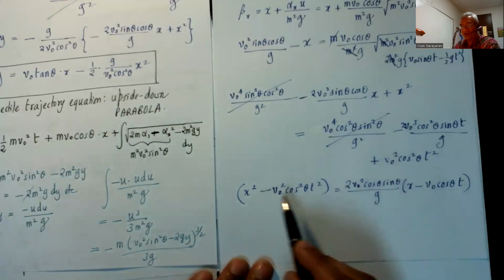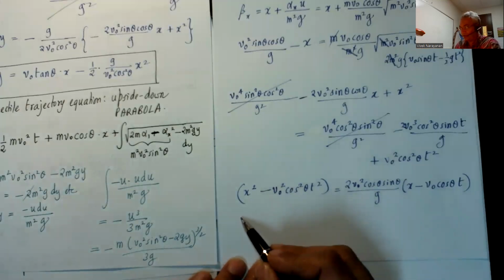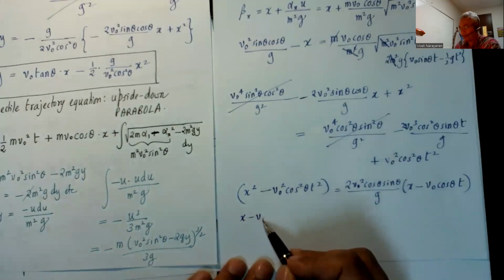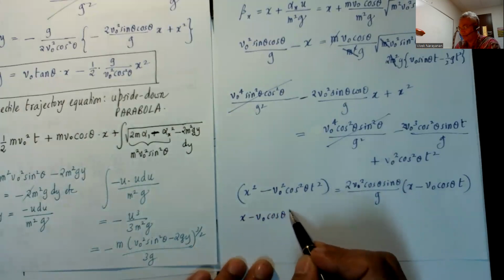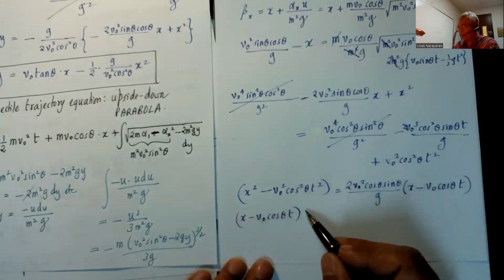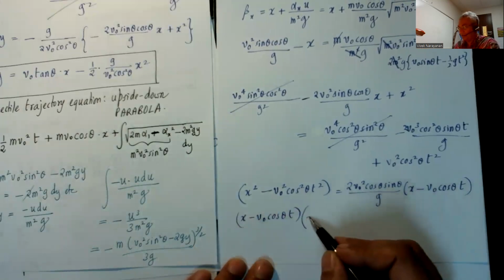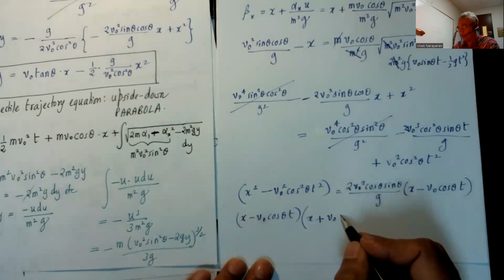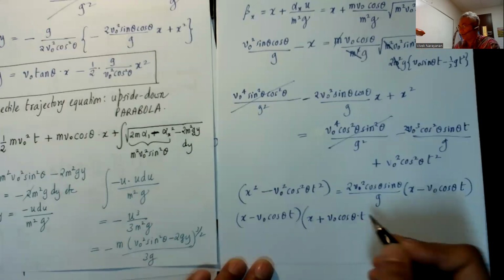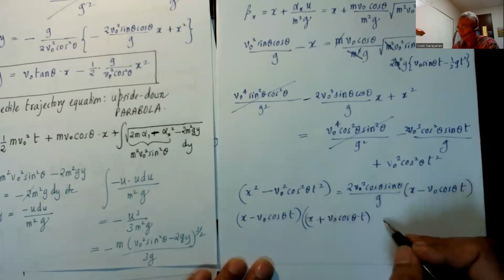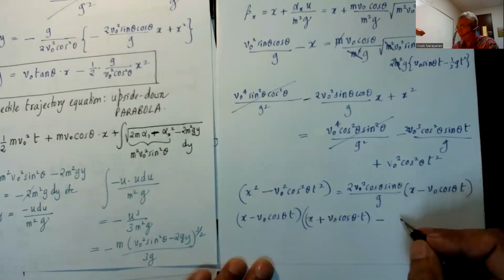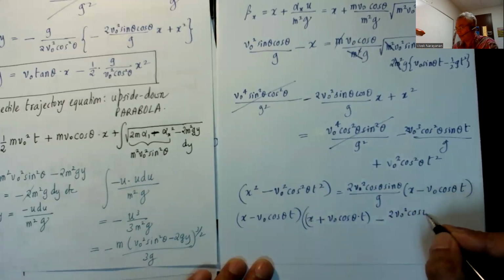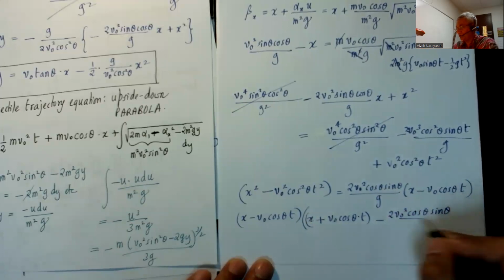That is a squared minus b squared. I can write it as a plus b times a minus b. So I'm going to write this as x minus v naught cosine theta times t, and then bring this to the left side. So that's a minus b. A plus b is x plus v naught cosine theta times t minus whatever I brought to this side, which is 2v naught squared cosine theta sine theta over g.